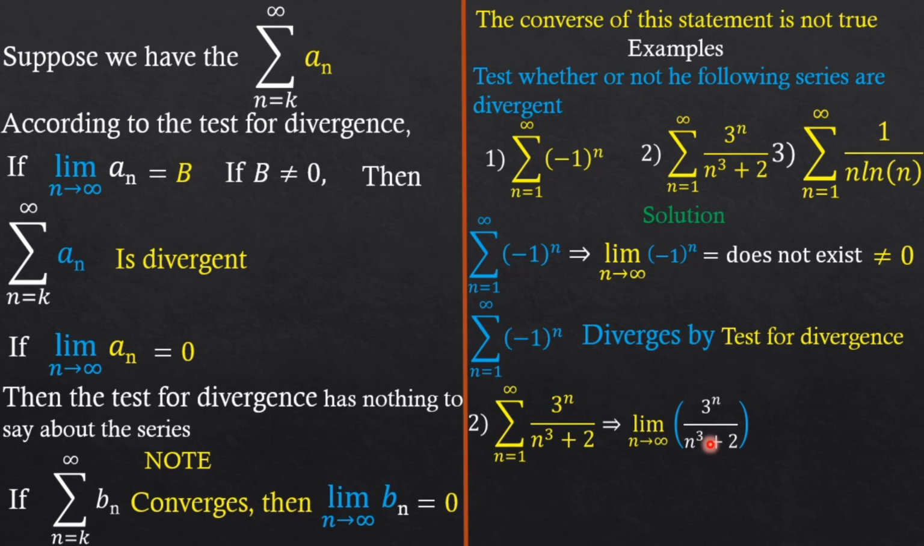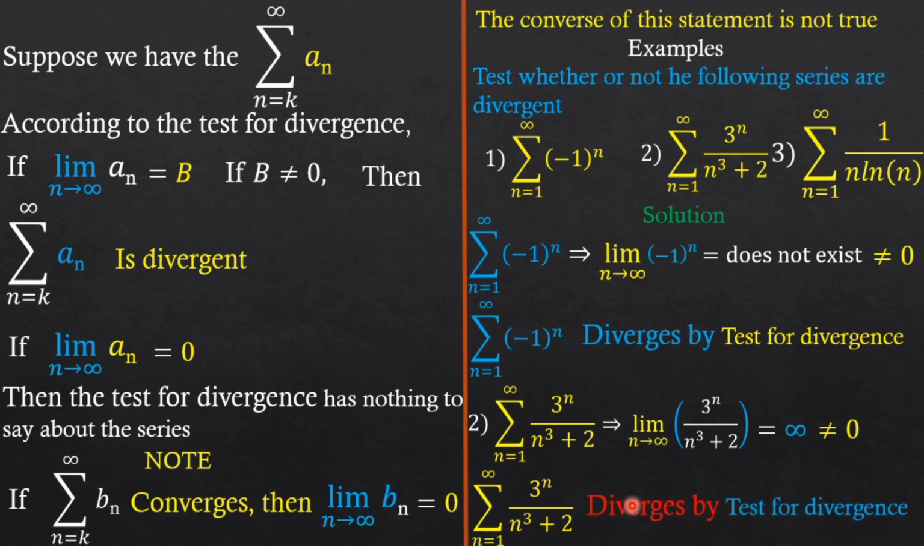But we know for sure that 3 raised to the power n is a much bigger function compared to n cubed. It grows rapidly compared to n cubed. So this limit will simply give us infinity. And what do we say about infinity? It is not equal to 0, right? It therefore implies the series as n goes from 1 to infinity of 3 raised to the power n over n cubed plus 2 diverges by the test for divergence. That's great, friends.